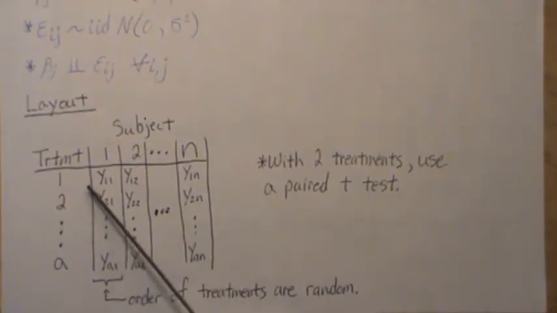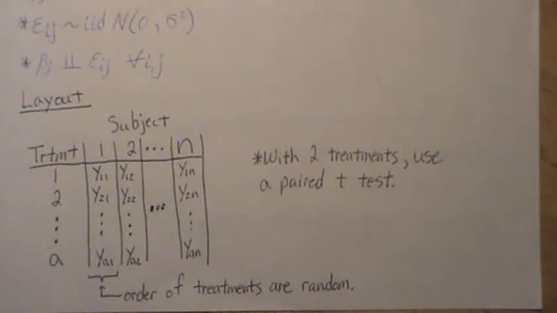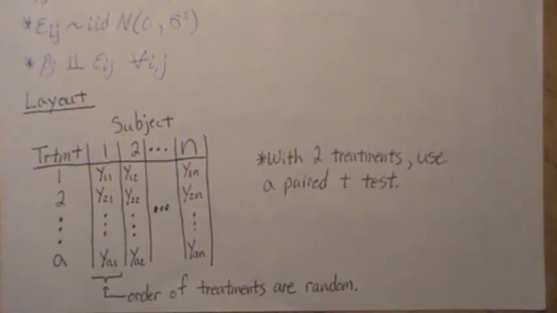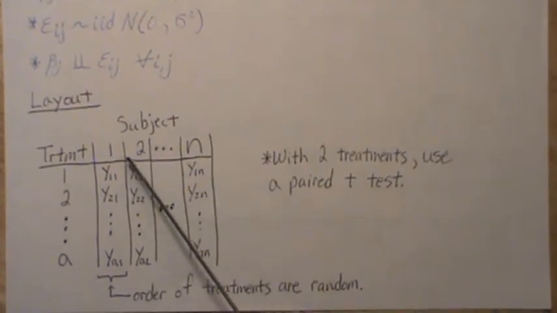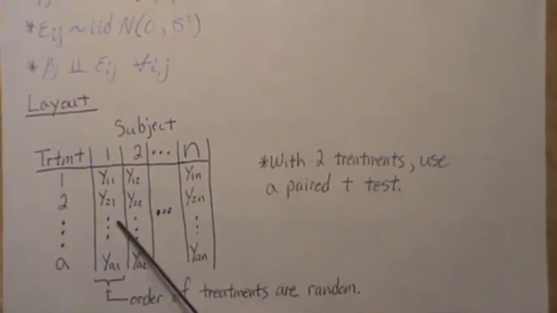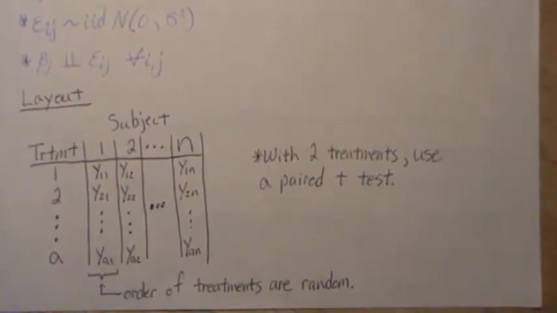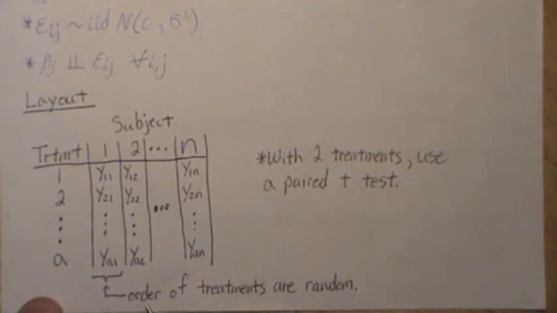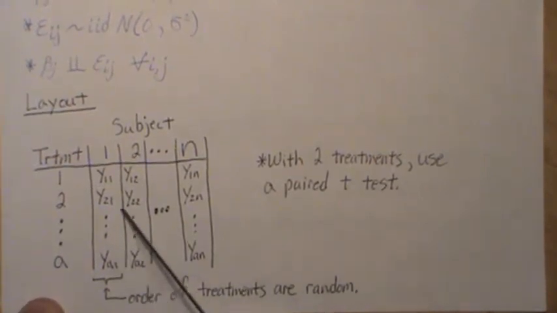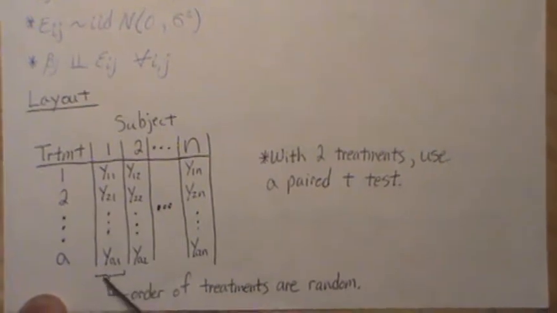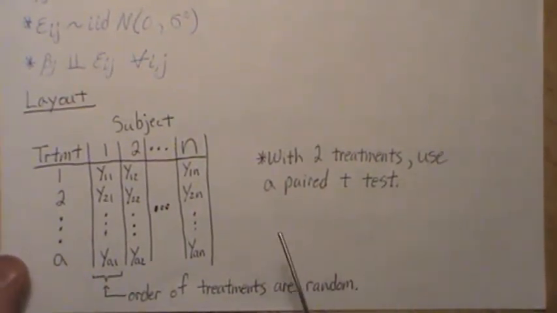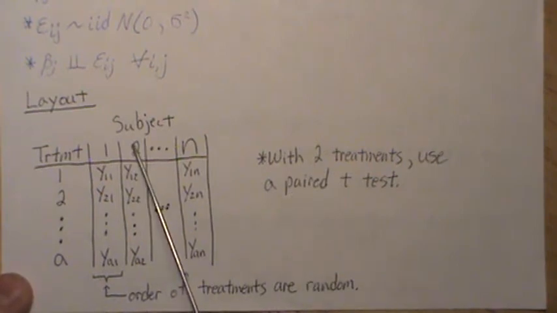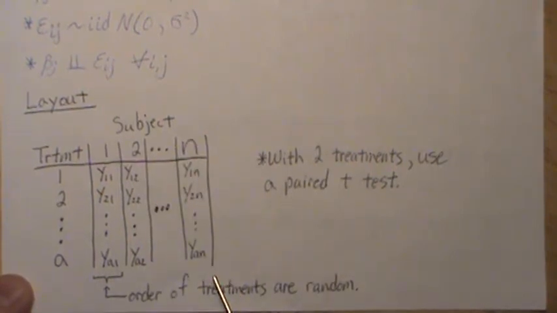So if we think of treatment down the left side, so treatment 1 through treatment A, and subjects are the columns. So subject 1 receives the A treatments. Now, the order of treatments are random within this column. Now, one note, and so subject 2, subject N, they all receive A different treatments.